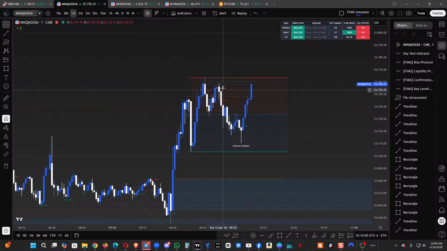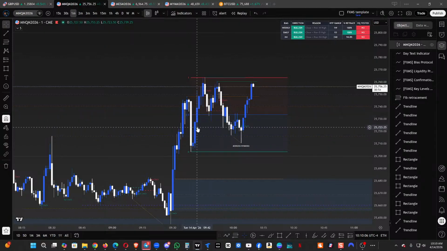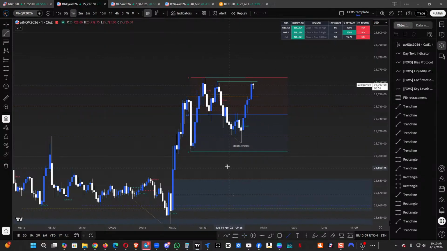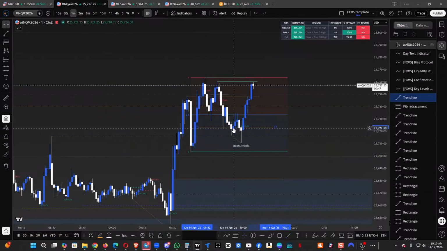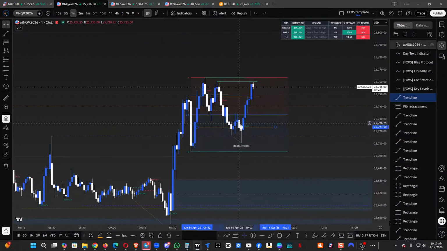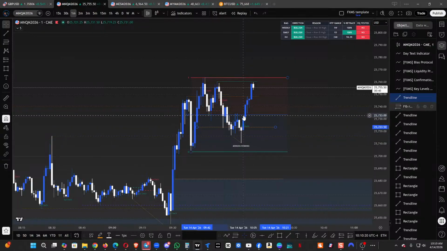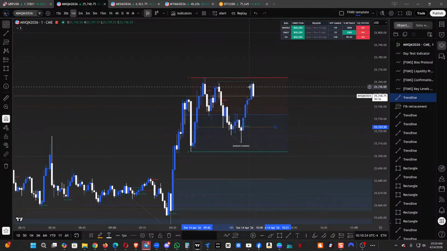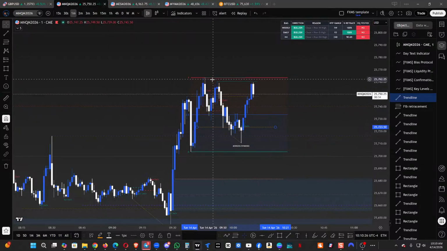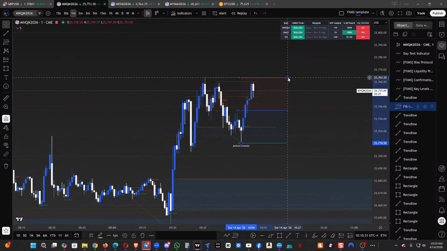So price comes down into our point of interest, right? So our point of interest in this case looks like this imbalance. Okay. We get the change of character, right? You can see right here, we got a sweep, we got divergence, we have change of character above, right? And now, since we have the change of character and price pulling back, right? This becomes our range.